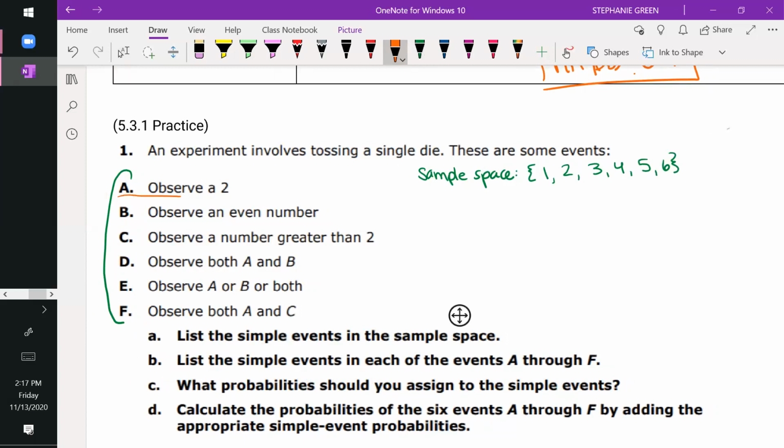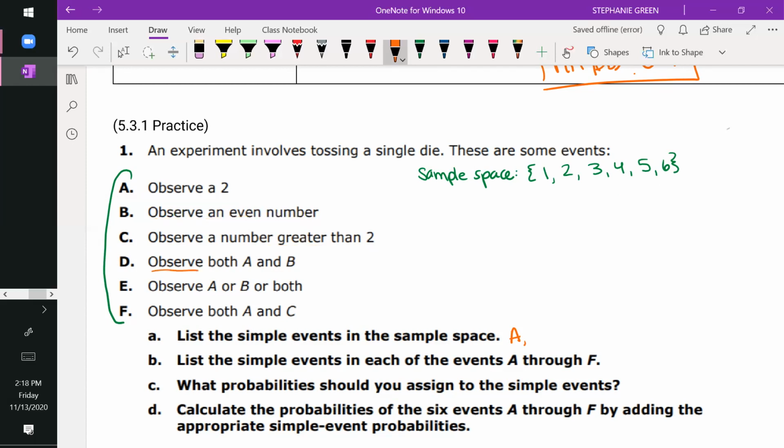Well, A does. Observing a 2. There's only one way I can observe a 2 when I roll a die. B is not a simple event. Observing an even number, there are 3 outcomes that satisfy that event, not 1. So event B is not a simple event. Event C, observe a number greater than 2. This is not a simple event. There are 4 outcomes that would satisfy that event. So event C is not a simple event.